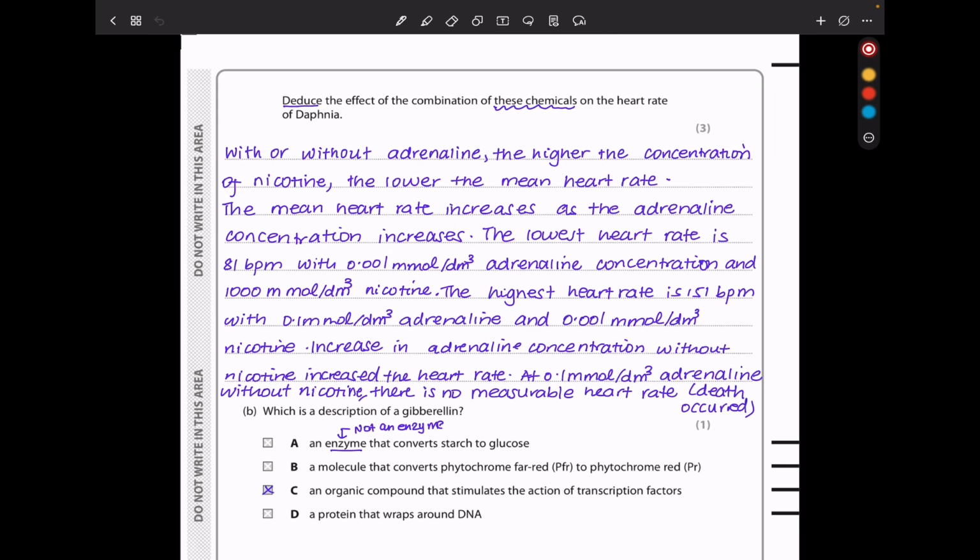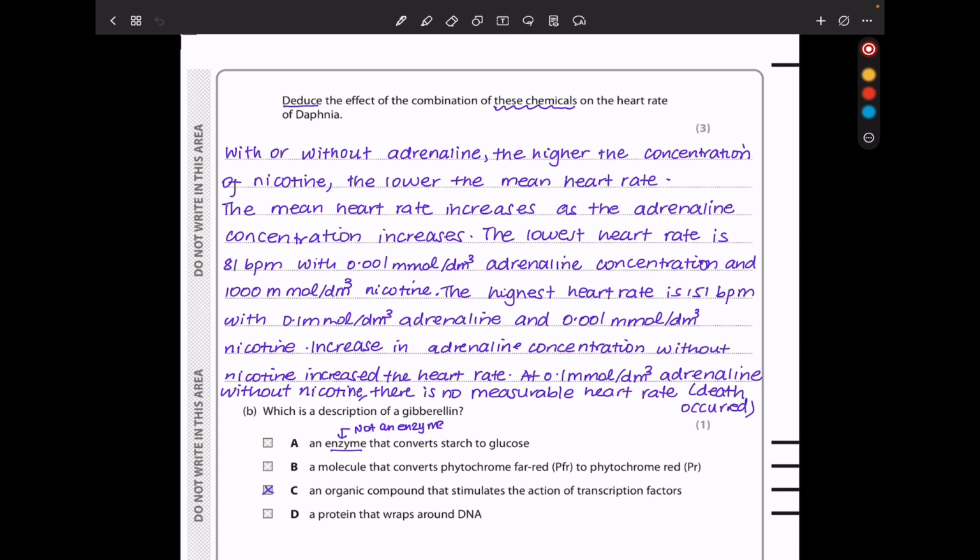They said deduce the effects of combining these chemicals on the heart rate of Daphnia. I said with or without adrenaline, the higher the concentration of nicotine, the lower the mean heart rate. The mean heart rate increases as the adrenaline concentration increases. The lowest heart rate is 81 bpm with 0.001 millimole per decimeter cubed adrenaline concentration and 1000 millimole per decimeter cubed nicotine concentration. And again here I'm not writing about the control samples.